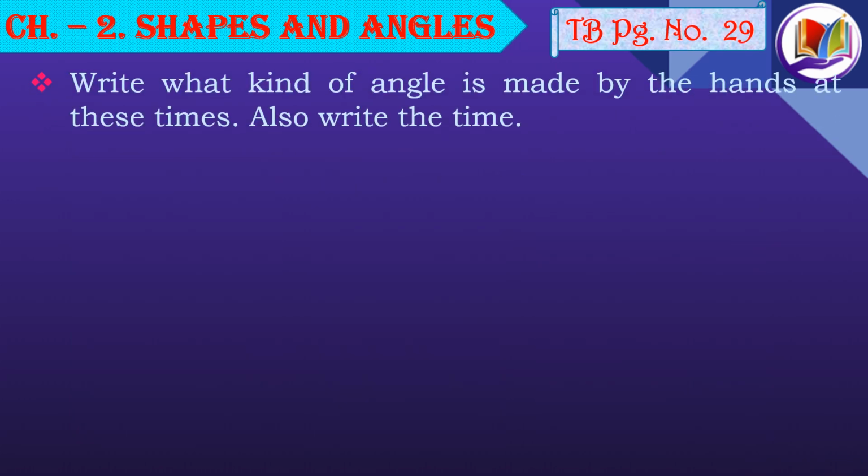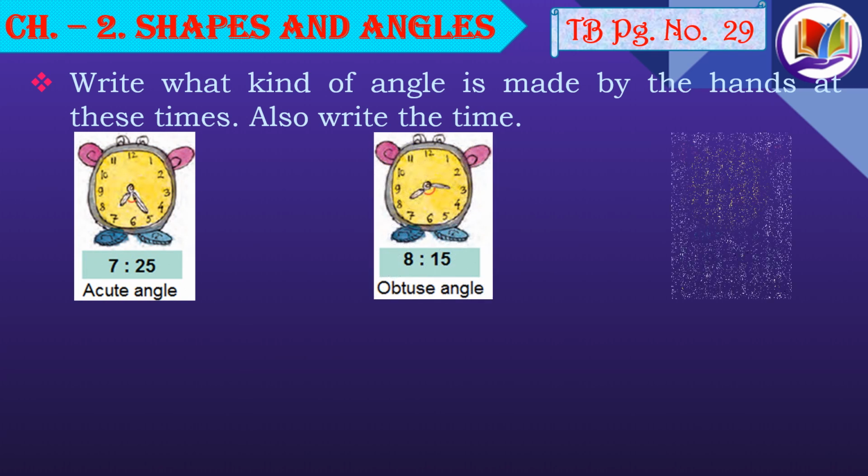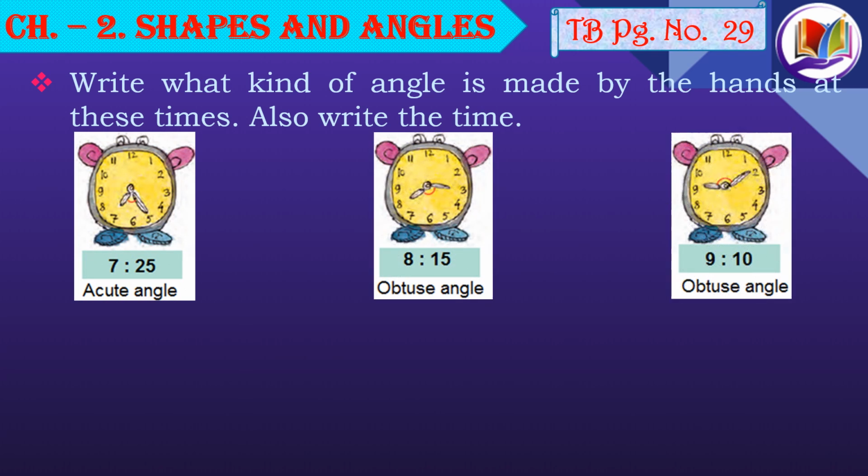Now write what kind of angle is made by the hands of the clock at these times, and let's also write the time. First one is an acute angle, that is, if we see the difference between the numbers of the hands of the clock is 2, between 7 and 5. So 2 means 30 degree plus 30 degree, that is 60 degree, and 60 degree is an acute angle.